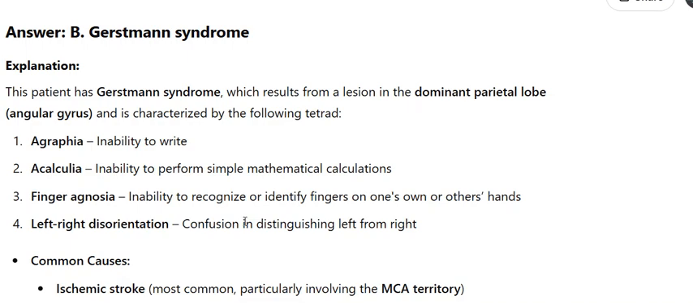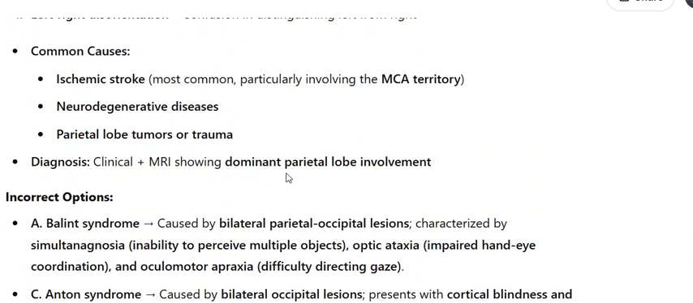Common causes: ischemic stroke, most common, particularly involving the MCA territory; neurodegenerative diseases; parietal lobe tumors or trauma. Diagnosis: clinical plus MRI showing dominant parietal lobe involvement.